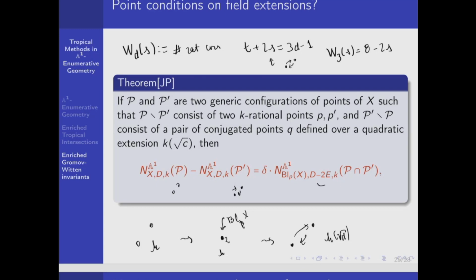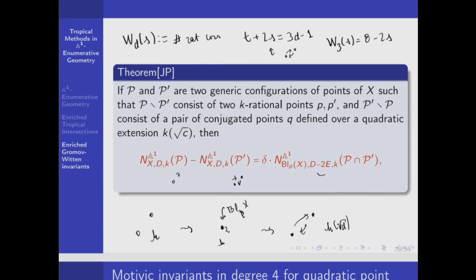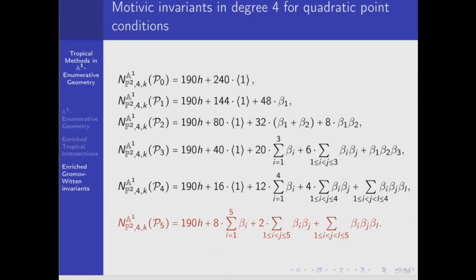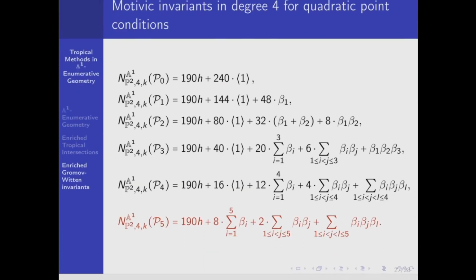So this will allow us to also compute invariants now for configurations of points that are not only k-rational, but also include points that lead to field extensions. So let me just use this example here, right? Let me go through this example a little bit in detail. It actually comes from our theorem with Sabrina, our correspondence theory.